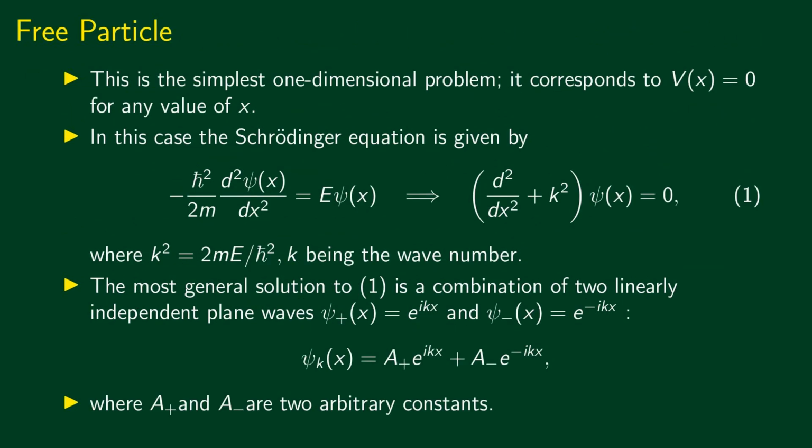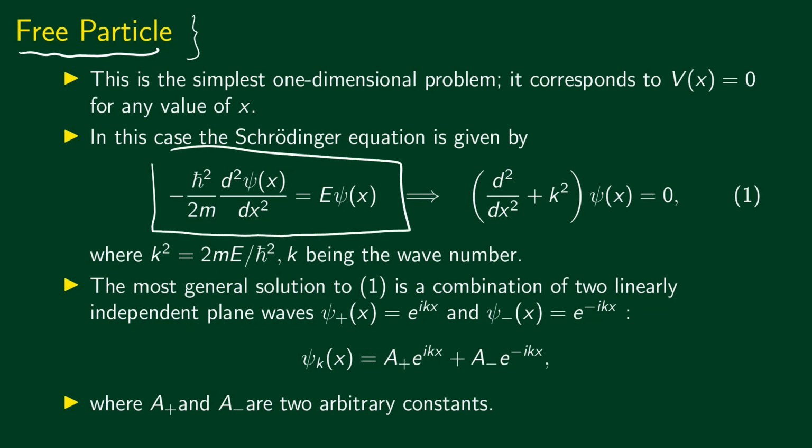The first problem we shall discuss is that of the free particle. Now this corresponds to the simplest potential that you can imagine. It is simply V of x equal to 0, which means that the potential is 0 for any value of x. Everywhere in space, the potential is 0. Now we can write the Schrodinger equation. You just take the Schrodinger equation and put V equal to 0, and we get minus h bar square divided by 2m d square psi by dx square is equal to E psi of x.